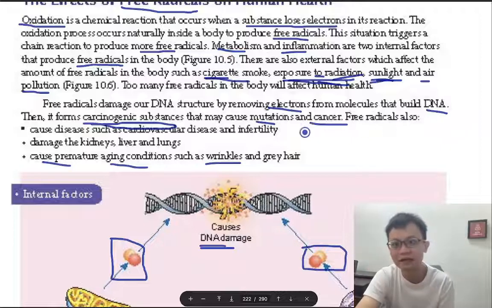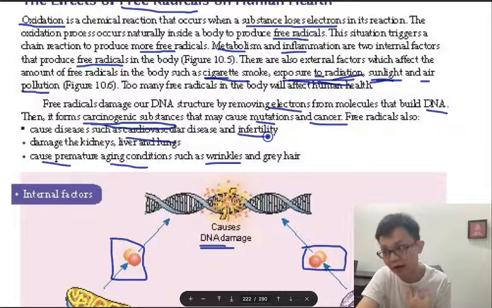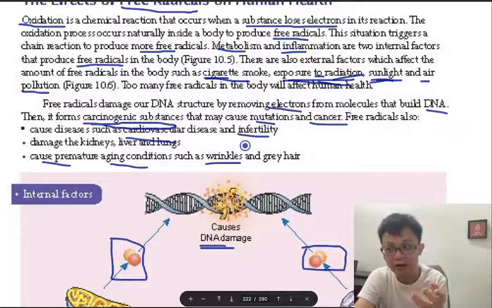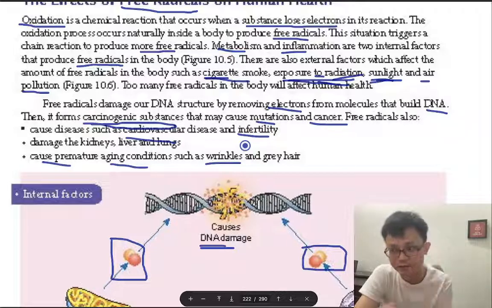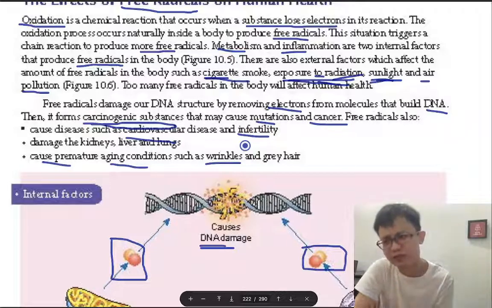So free radicals cause cardiovascular disease and infertility. So maybe heart attack or stroke. Infertility means cannot have a baby, low sperm quality, low ovum quality. So that's why nowadays we can see more children that have problems. Probably, I guess it's more towards the food.